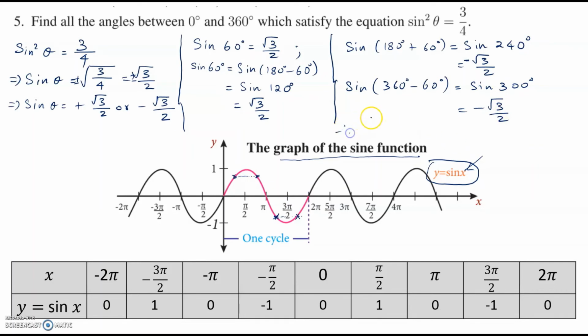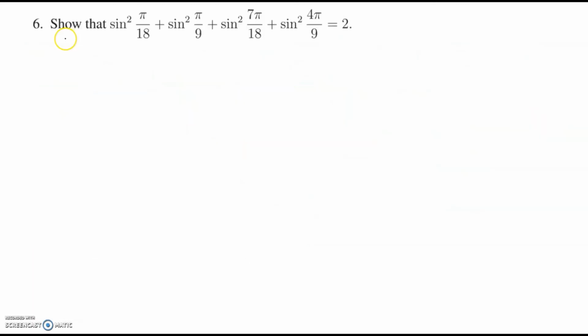Therefore, the answer is theta is equal to 60 degrees, 120 degrees, and here we have 240 degrees and 300 degrees. Question number 6.